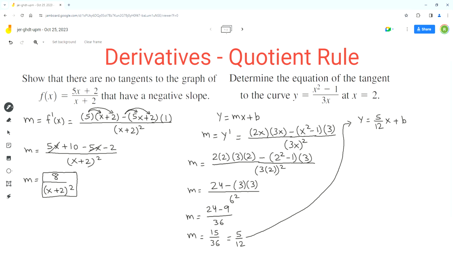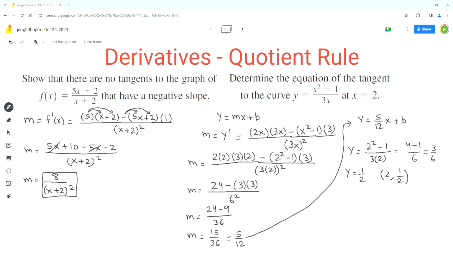So if we use this equation of the curve to find the y value, we will know the point that lies on the tangent, because that point lies both on the tangent and the curve. So we should sub in x as 2 in the equation of the curve. So we get 2 squared minus 1 over 3 times 2, which can be simplified to 4 minus 1 over 6, which is equal to 3 over 6, and this can be reduced to 1 over 2. So one point that lies on the tangent line is (2, 1 over 2).